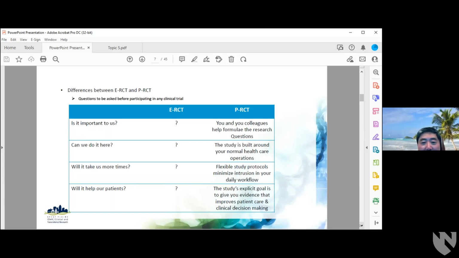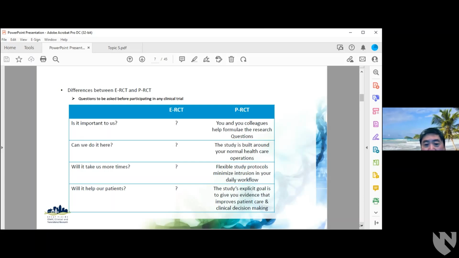As for pragmatic purposes, that's very important. The study needs to be built around your normal healthcare, usual care operation. Just think about the general clinic, the care setting. Can this be done there, or do you need special equipment, or a very refined environment to conduct this study? That's the difference. Would it be flexible to do, or do you have a very rigid protocol? That's the question for ERCT.